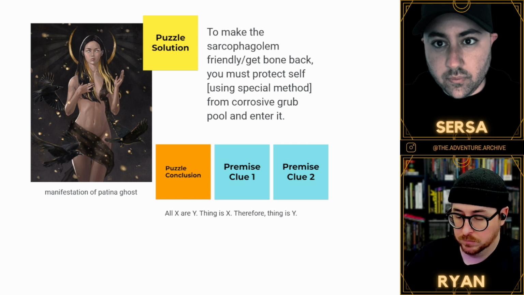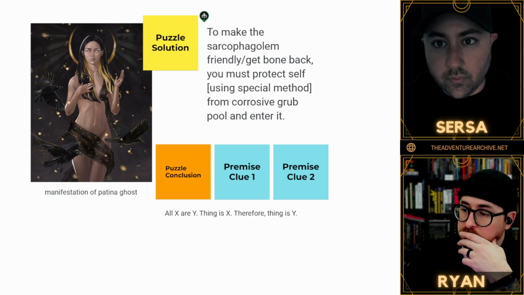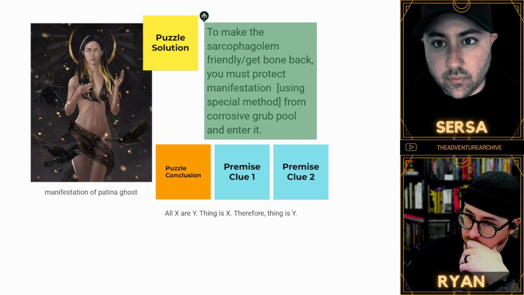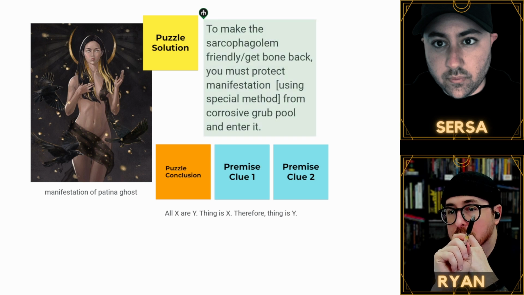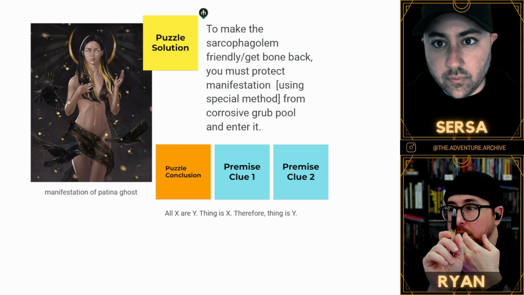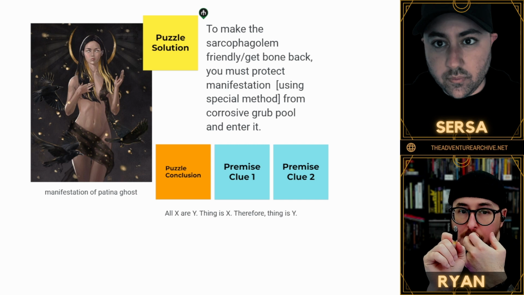And so in this case, to make the sarcophagus friendly or get the bone back, you must protect the manifestation using a particular special method, and that will protect her from the corrosive grub pool and allow her to enter it. With a special method, this can be literally anything you come up with, but it's got to be specific to the adventure. It's got to be special, dramatic, something that sounds cool when you say it, more interesting than she's got to take her armor off. There needs to be some lore connection.